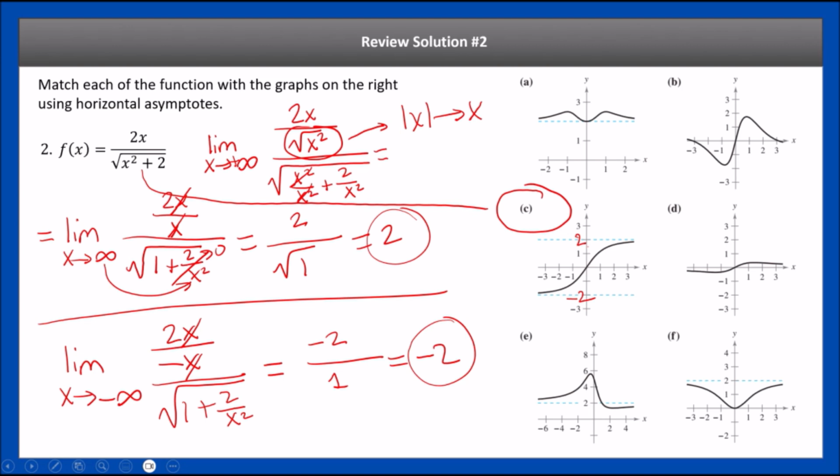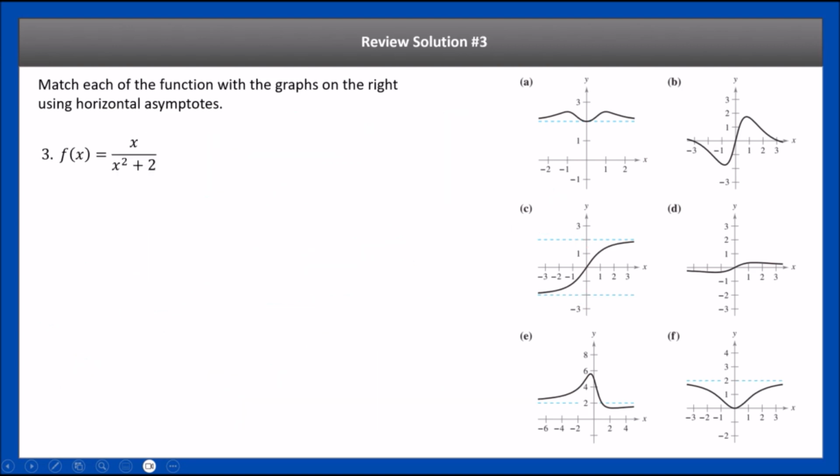Okay, so let's look at yet another example. We're going to be matching these. Now this one doesn't have any square root of x squared, so it only has one horizontal asymptote on either end, on both left and right. So let's just do the positive infinity. We're going to divide by the highest power, which is x squared. Keep in mind that the degree of the numerator is less than the denominator, so we should get a horizontal asymptote at 0.